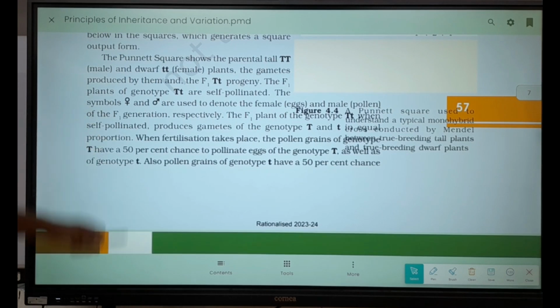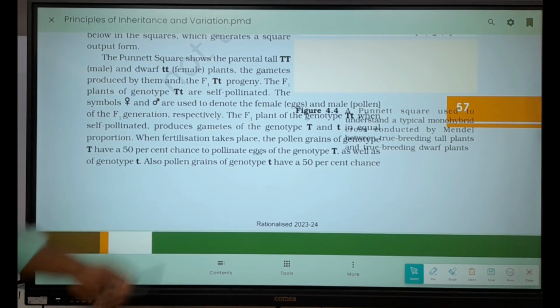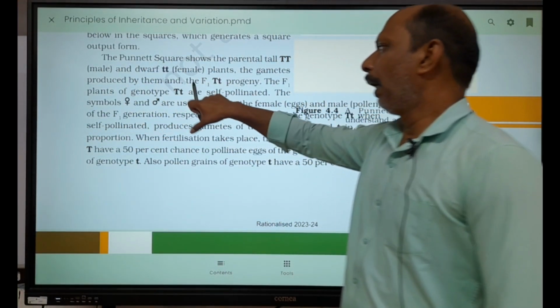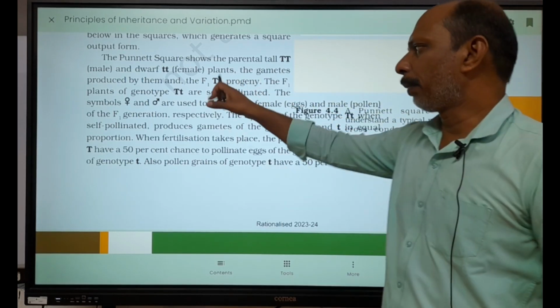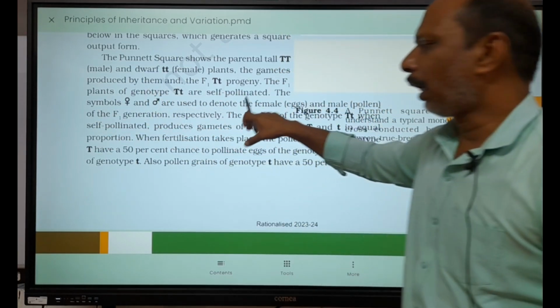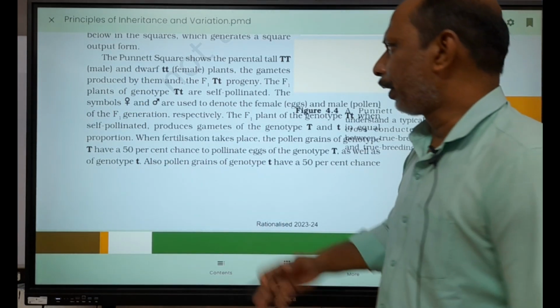The Punnett square shows the parental tall, capital T, male, and dwarf, small t, female plant, and the gametes produced by them, and then the F1, capital T, small t progeny. We get all the plants tall. The F1 plants of genotype capital T, small t are self-pollinated. This is called selfing. When self-pollinated, then what happens?